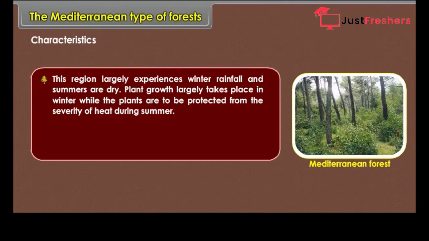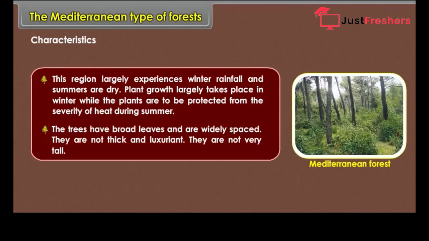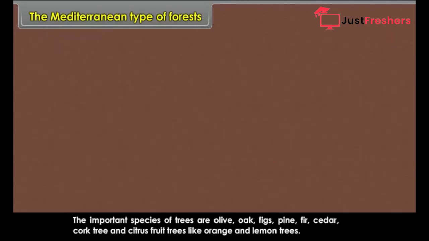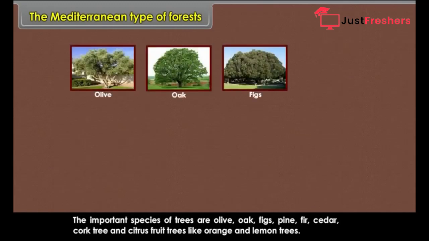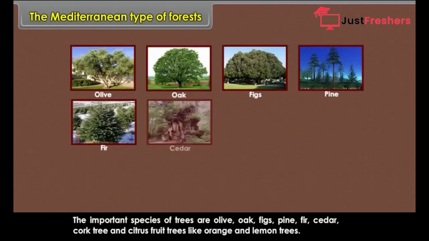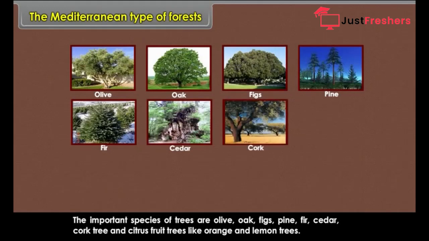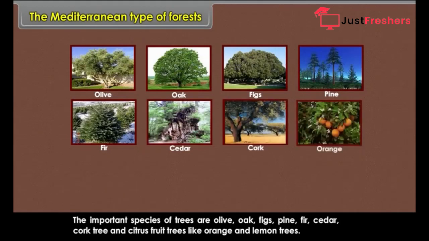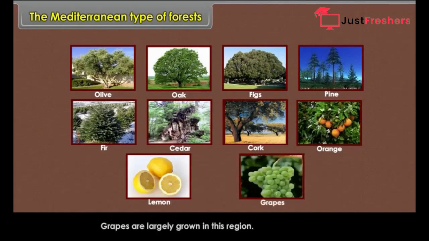Plant growth largely takes place in winter while the plants are to be protected from the severity of heat during summer. The trees have broad leaves and are widely spaced. They are not thick and luxuriant. They are not very tall. The important species of trees are olive, oak, figs, pine, fir, cedar, cork tree and citrus fruit trees like orange and lemon trees. Grapes are largely grown in this region.